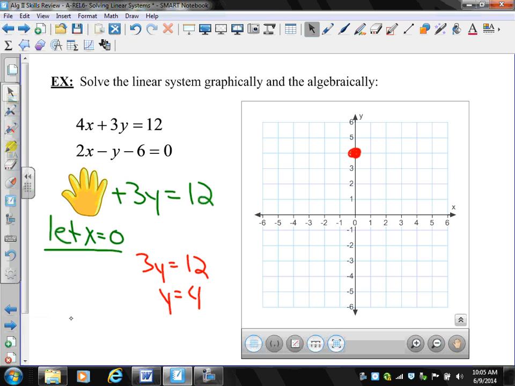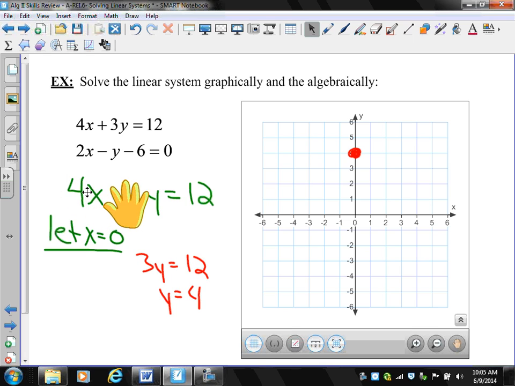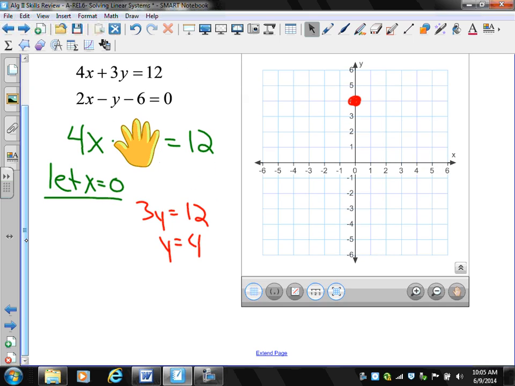Okay, I'm going to do the same thing, and this time I'm going to let y equal 0. So I'm going to put my little hand over the 3y, because y is now 0, and I get 4x equals 12. All right, let's continue this down. Let y equal 0, and I get 4x equals 12, x equals 3, right? A little division there. Okay, so that gives me the point 3, 0. All right, I go back to my graph.